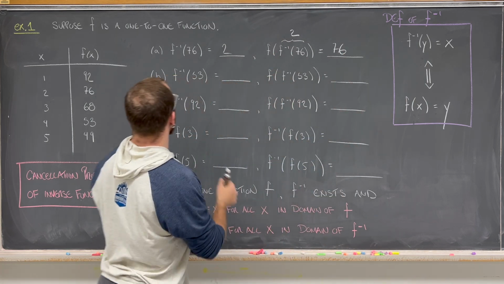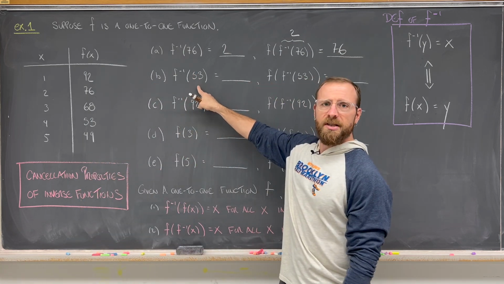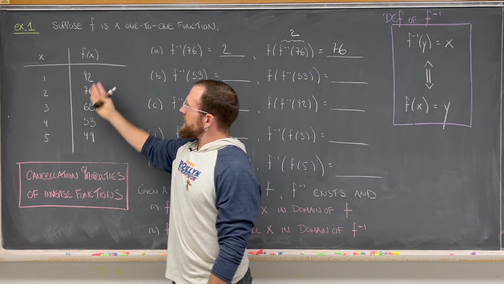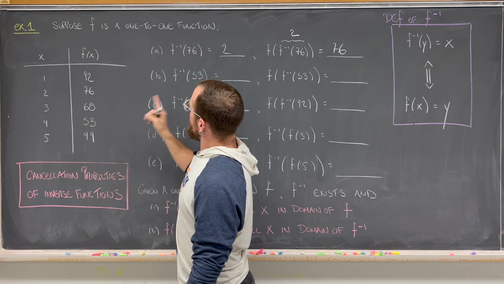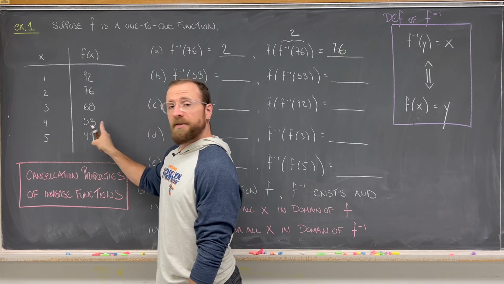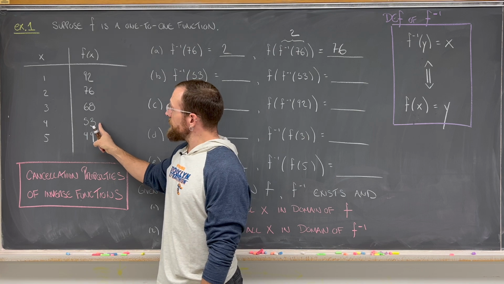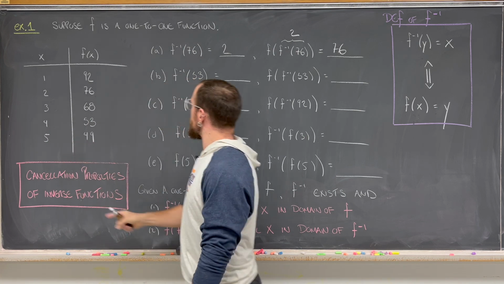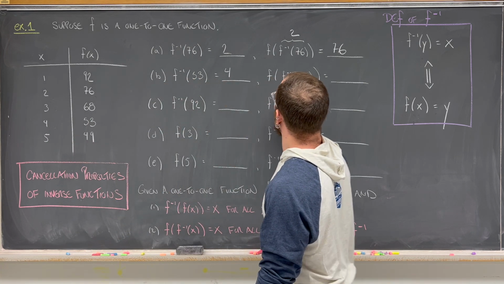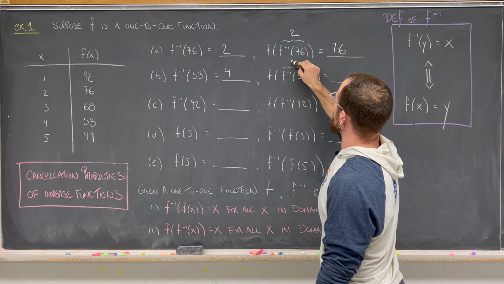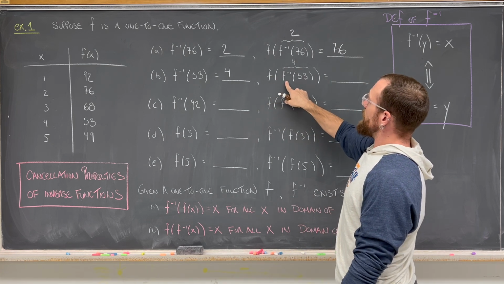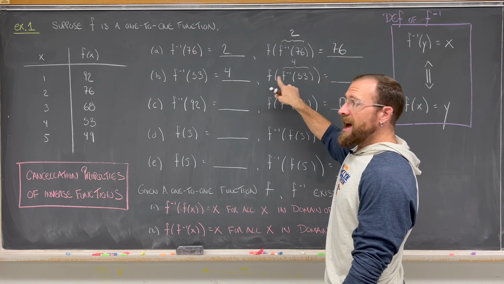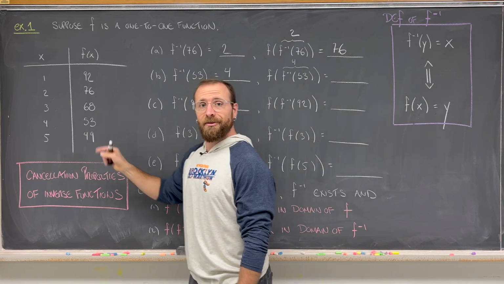Okay, let's try another one. F inverse of 53. Well, the chart makes it clear that f of 4 is 53. So I guess f inverse of 53 is 4. That's correct. F inverse of 53 is 4. And knowing that f inverse of 53 is 4, f of f inverse of 53 is f of 4, which we just said was 53.